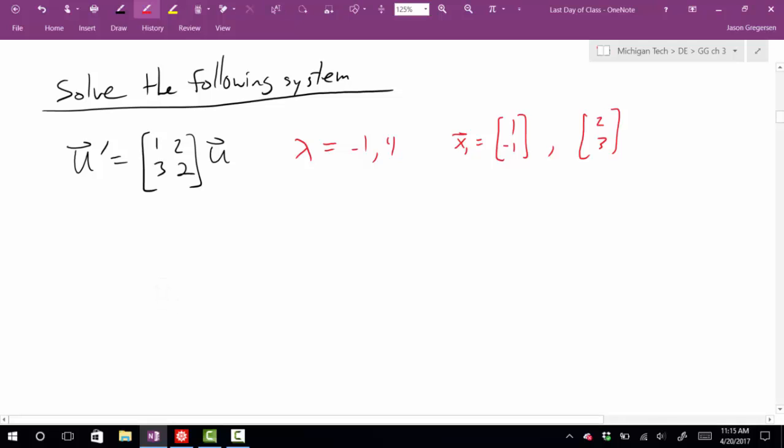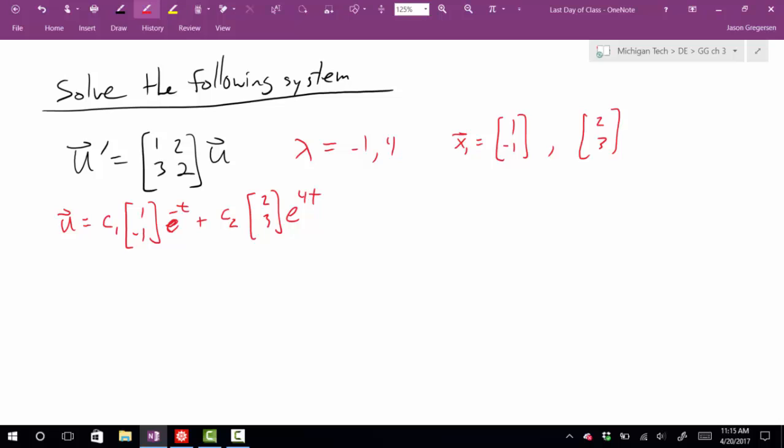All right. So our general solution here is going to look like a constant times our first eigenvector, e to the first eigenvalue times t, plus c2 times our second eigenvector, e to the second eigenvalue times t. Right? That's just the general form for this nice distinct eigenvalue.